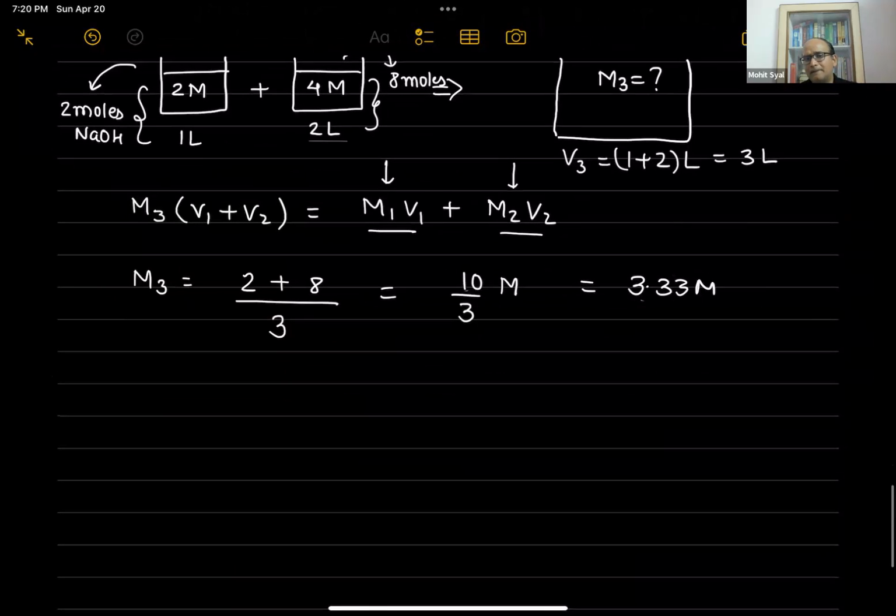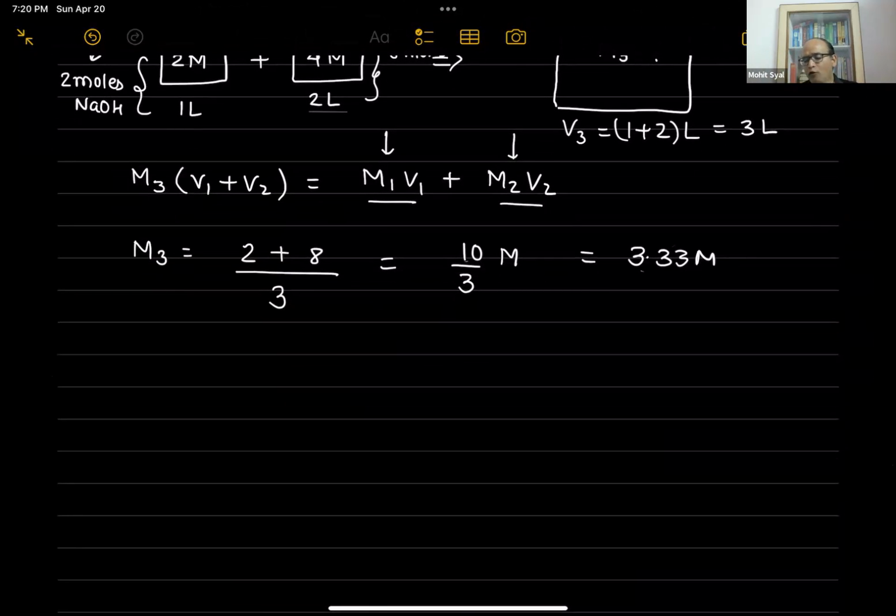Next is your mole fraction. Right? What do you mean by mole fraction? Mole fraction is going to be used in Henry's law, which is the first part of the liquid solution chapter, where you study mixing of gases into water or any solution. There you will find the application of mole fraction.